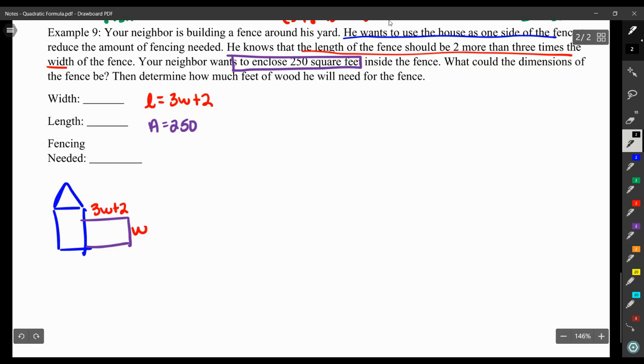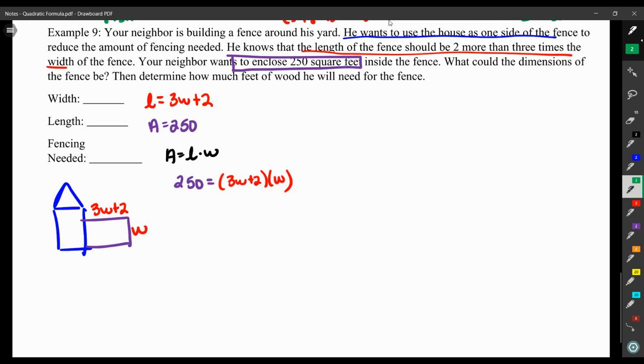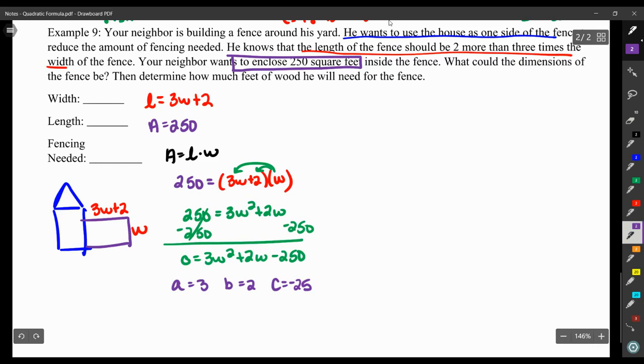Now that we have all the information we need, we are going to set up the problem ourselves. So we need to find area being length times width. And so we know that the area, it said, was 250 equals the length, which is 3w plus 2, times the width, which is w. Just like the previous example, we need to now create our own equation. So pause the video and simplify this, get this equation into standard form in order for us to use the quadratic formula. And here's what we have for our values of a, b, and c. 3w squared plus 2w minus 250.